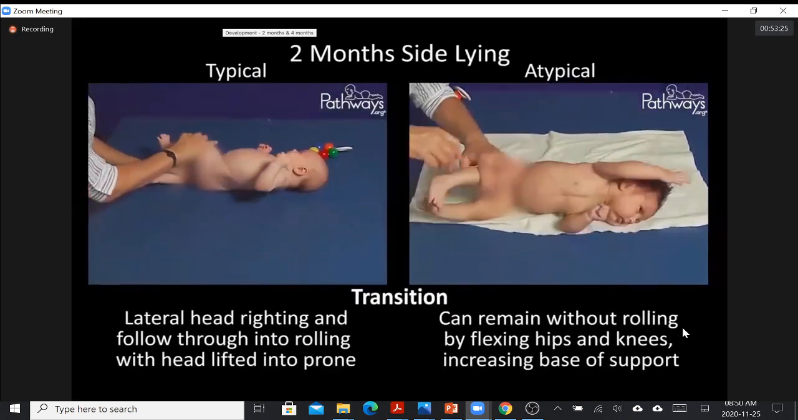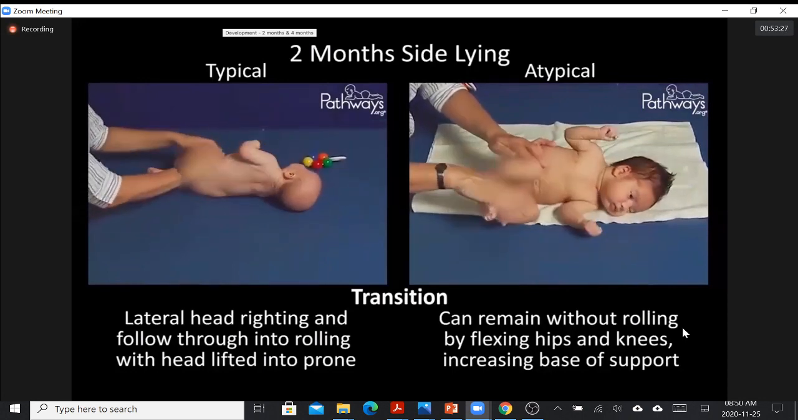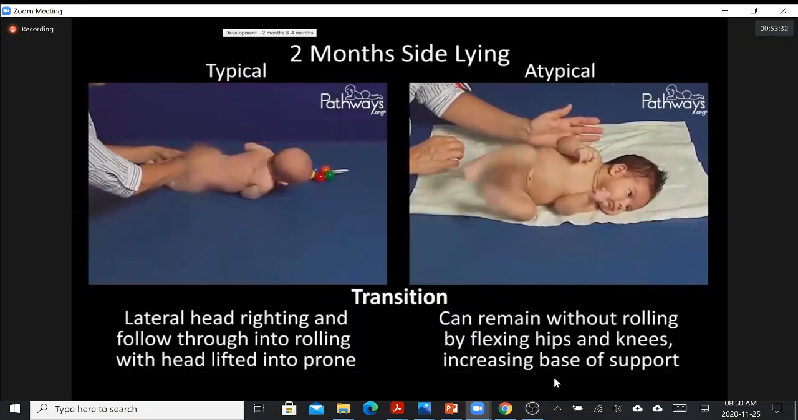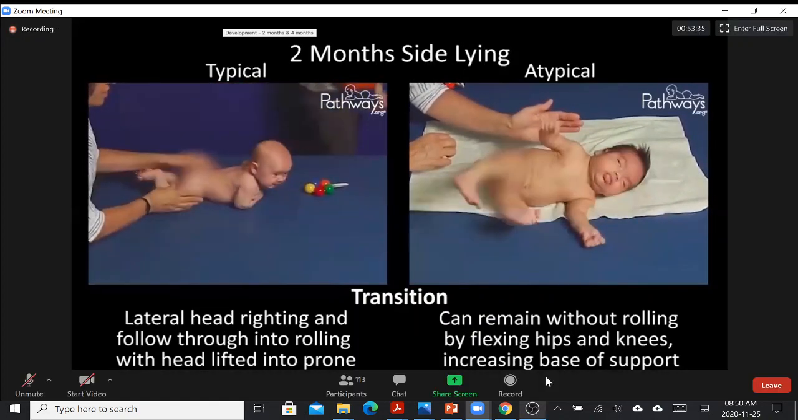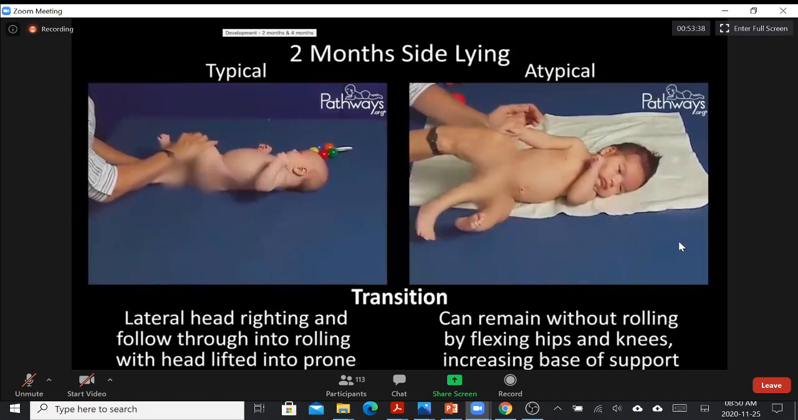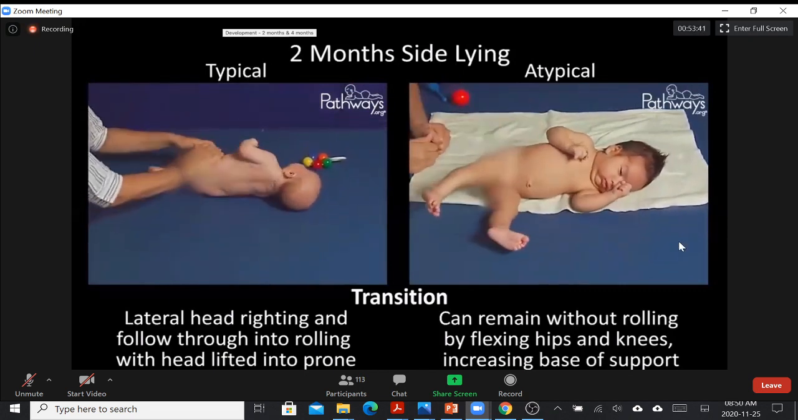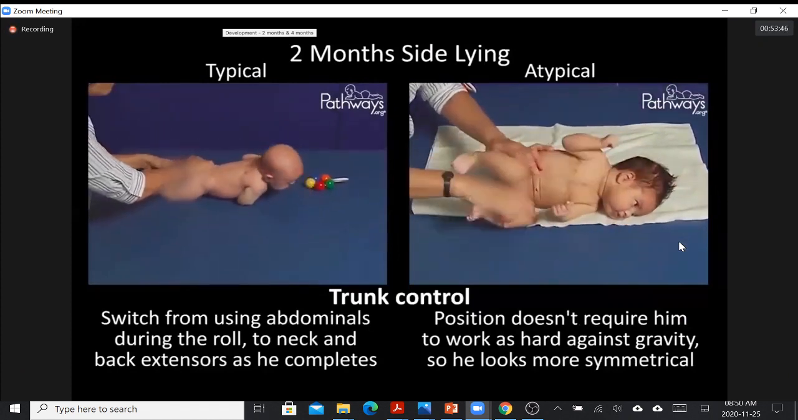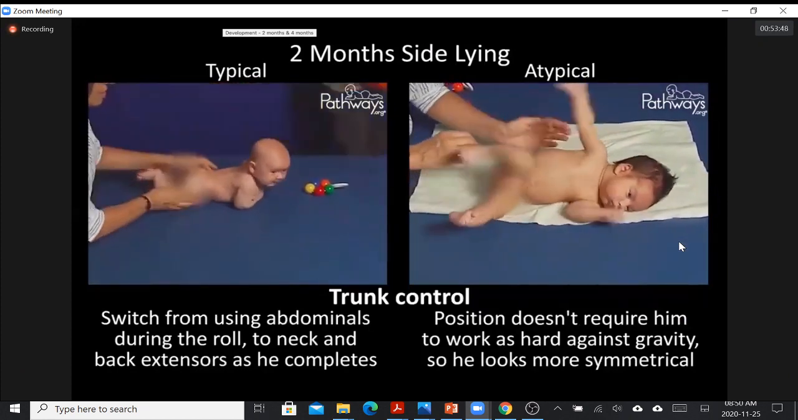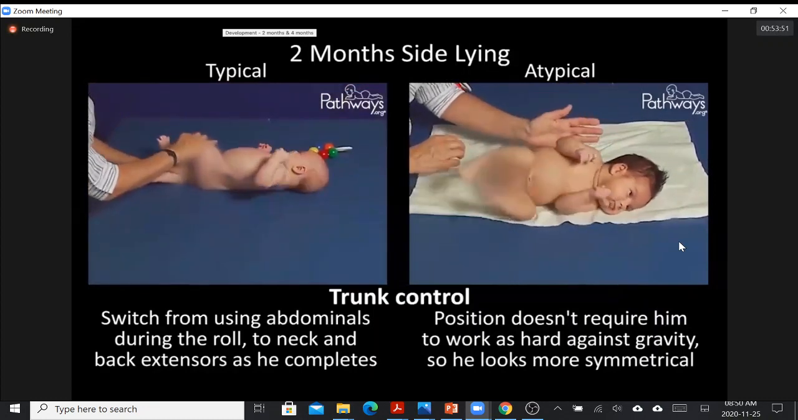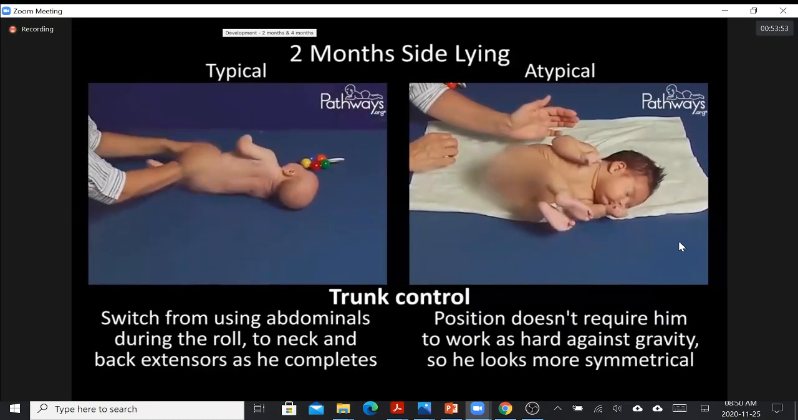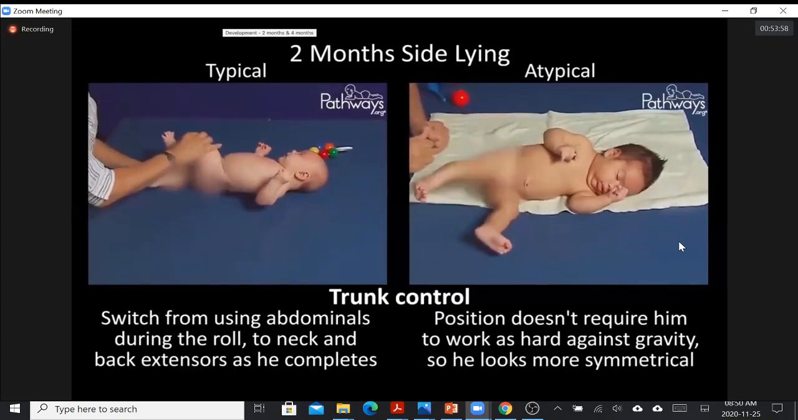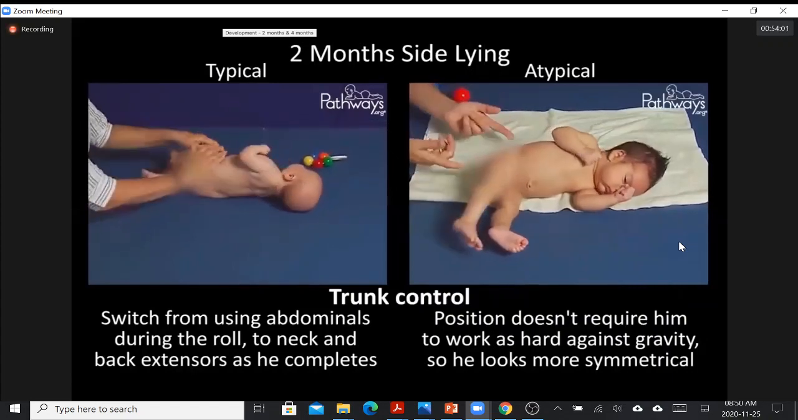Position 2, sideline, transition. The baby on the left shows lateral head righting and follow-through into rolling with head lifted into prone. Baby on the right can remain in sideline without rolling by flexing his hips and knees, increasing his base of support. Trunk control. The baby on the left is able to switch from using abdominals during the roll to neck and back extensors as he completes the roll. The baby on the right is in a position that doesn't require him to work as hard against gravity. So in this position, he looks more symmetrical.